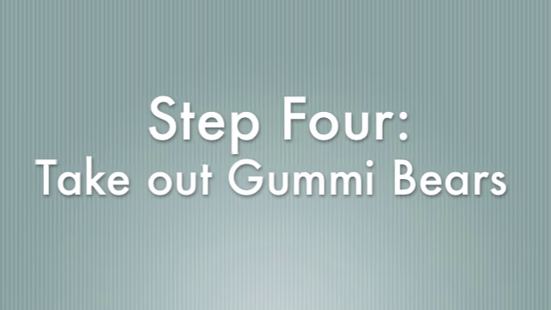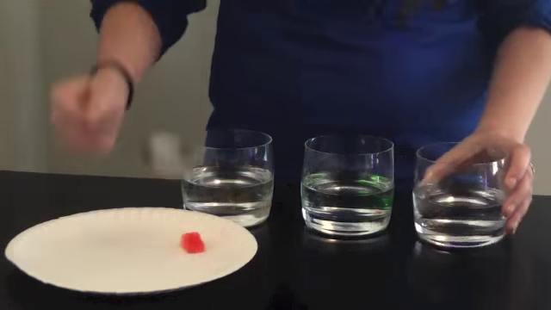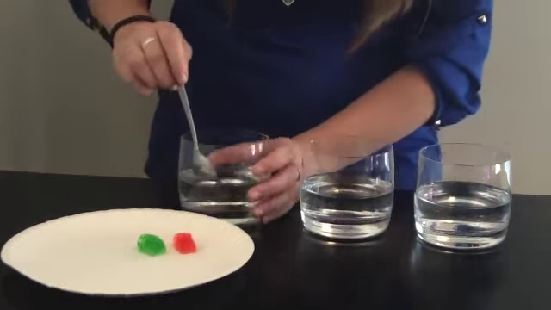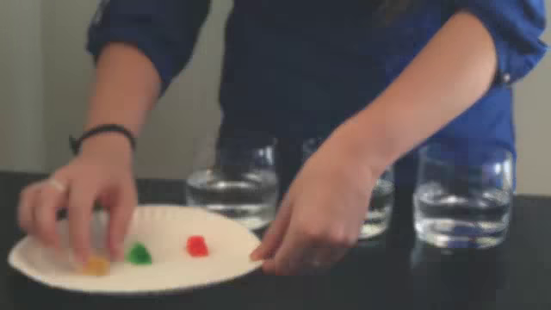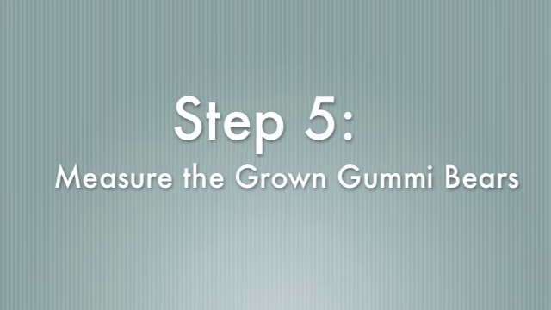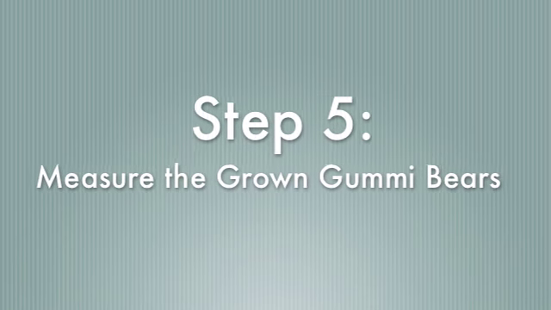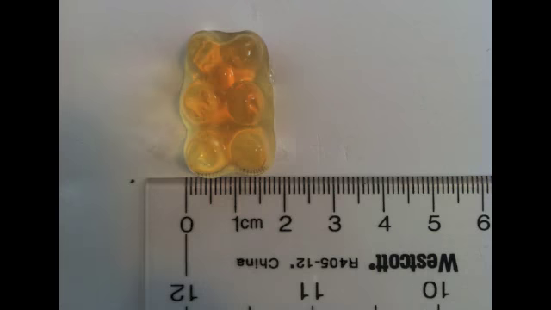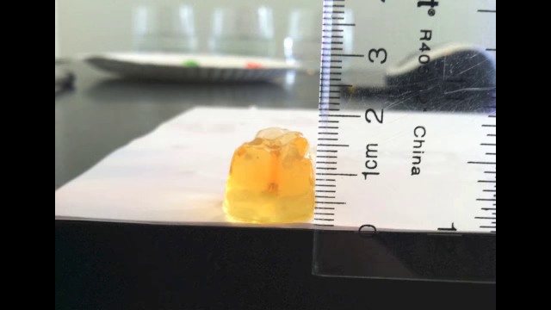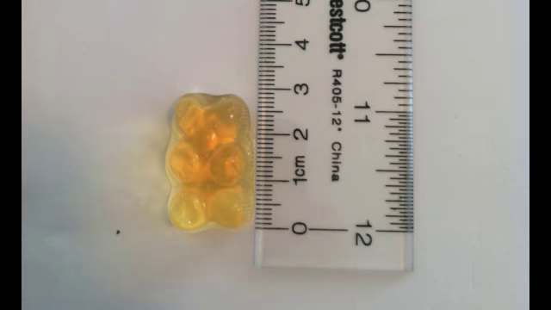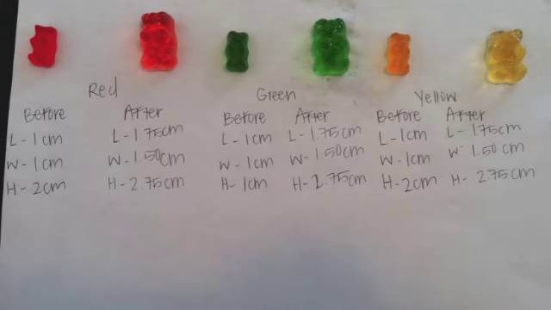After 6 hours, carefully use the spoon to take out each gummy bear individually and place them on the paper plate. For the last step, we are going to measure the new dimensions of the grown gummy bears. You're going to measure its length, you're going to measure its width, and you're going to measure its height. Now that we have measured the gummy bears, we are going to write down the new data as shown.